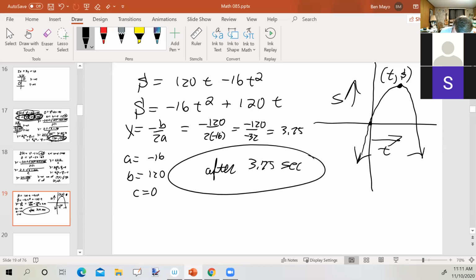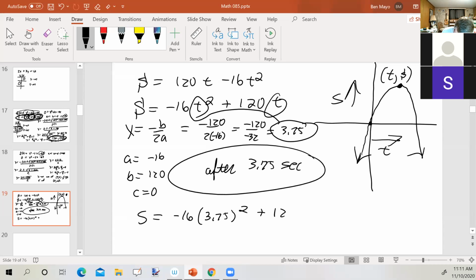So what are we going to do? We're going to take this and put it in here and here. So the height is going to be negative 16 times 3.75 squared plus 120 times 3.75. Okay. So on the calculator, negative 16 times the quantity 3.75 squared plus 120 times 3.75, and I'm getting 225. So the height is 225 feet.